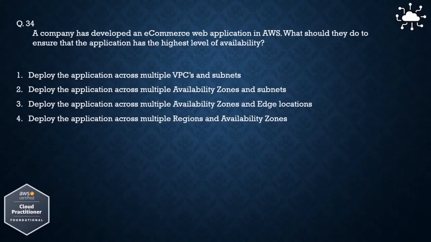Question 34. A company has developed an e-commerce web application in AWS. What should they do to ensure that the application has the highest level of availability? 1. Deploy the application across multiple VPCs and subnets. 2. Deploy the application across multiple availability zones and subnets. 3. Deploy the application across multiple availability zones and edge locations. 4. Deploy the application across multiple regions and availability zones. The correct answer is deploy the application across multiple regions and availability zones.